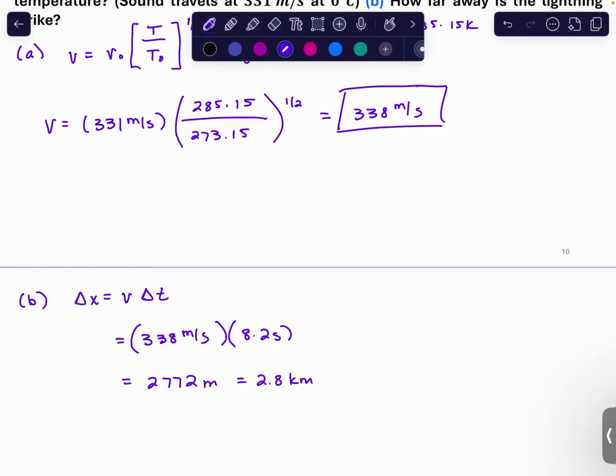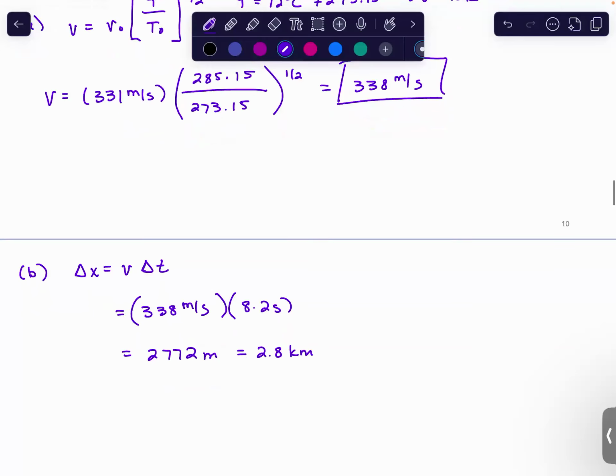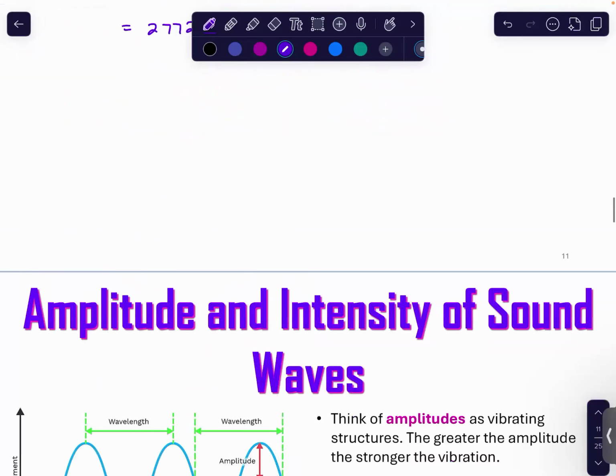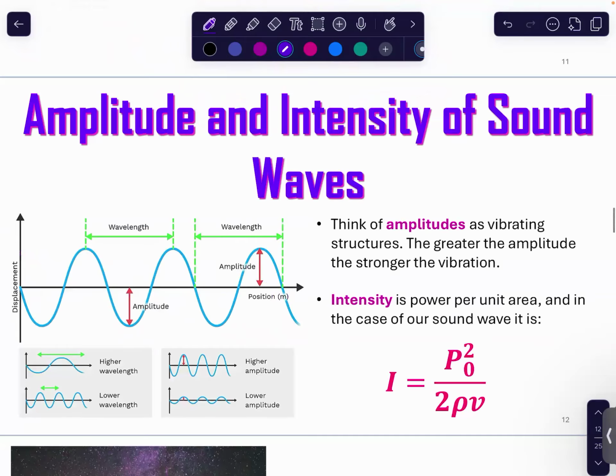Okay, let's dive into a little more wavelet, shall we? Amplitude and intensity of sound waves. So your textbook uses a lowercase p for this. I changed it to an uppercase because I don't want you thinking that that is momentum. In the textbook, that p sub zero is going to be the maximum pressure fluctuation above or below an equilibrium pressure in any kind of material.